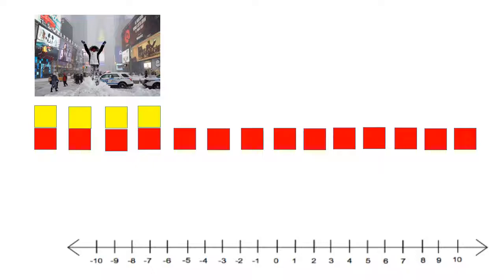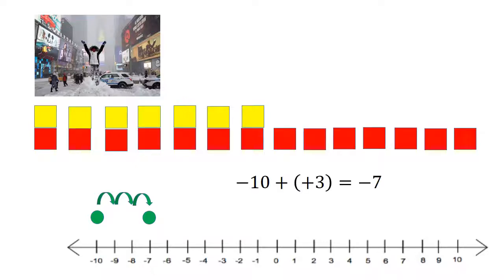So what's happening is that New York's temperature increases by 3. So we're adding 3 of the positives, and we now have only 7 of those negatives, or 7 of those red tiles on their own. So another way of thinking is -10 add +3 equals -7. So when we added +3, we did that physically by adding 3 of the yellow tiles.